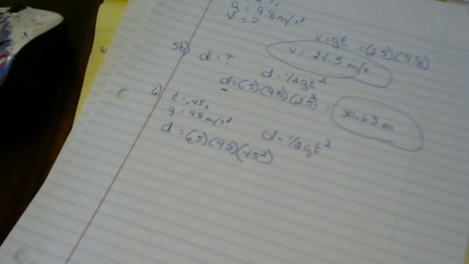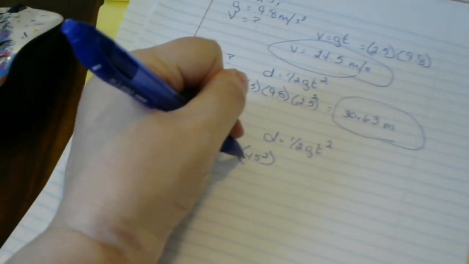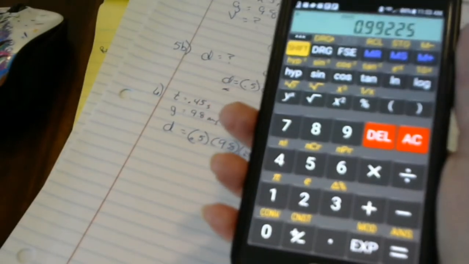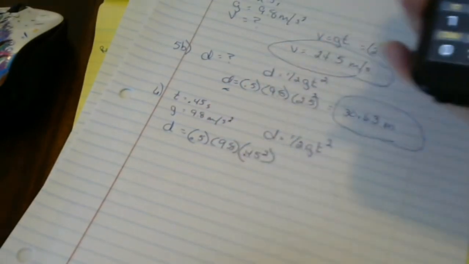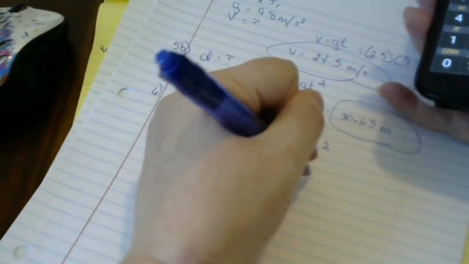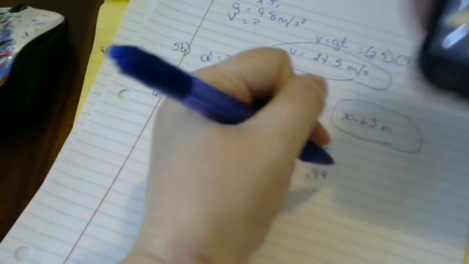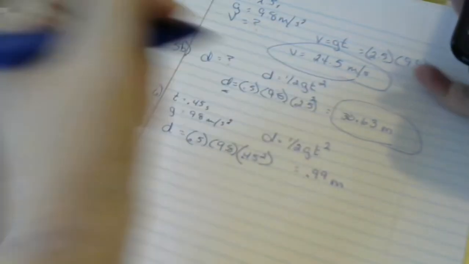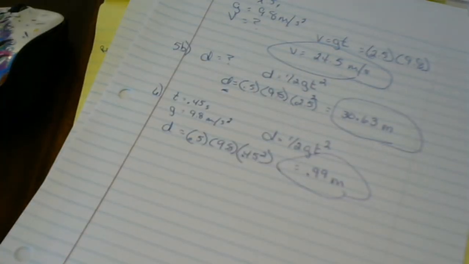I'm trying to figure out what I did wrong because it's over 9,000 and that's not right. Okay, so we have 0.45 times 9.8 times 0.5. Okay, there we go. 0.99. We're going to go ahead and just round that. So it's going to be 0.99 meters because it's distance.